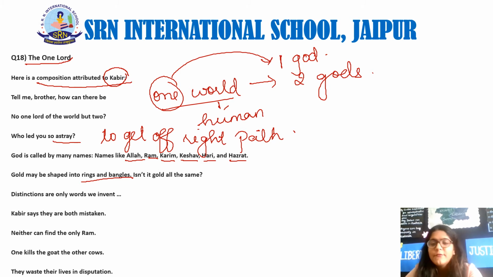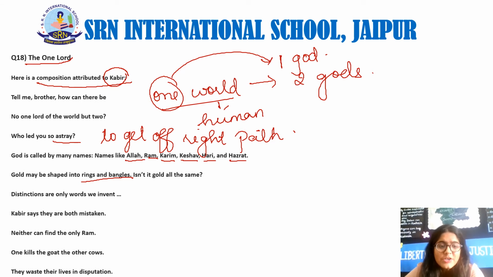As we know, women make gold bangles, gold earrings, gold sets, and everything. But do you think the metal changes if they are shaping the gold into earrings, bangles, or anything? The metal remains the same, gold remains gold only. So similarly, even if we are calling God by different names like Allah, Hari, Ram, Krishna, they all remain the divine power, the supreme power, one God.